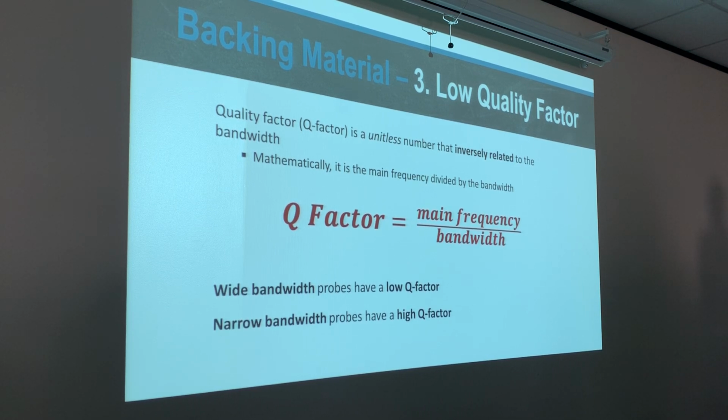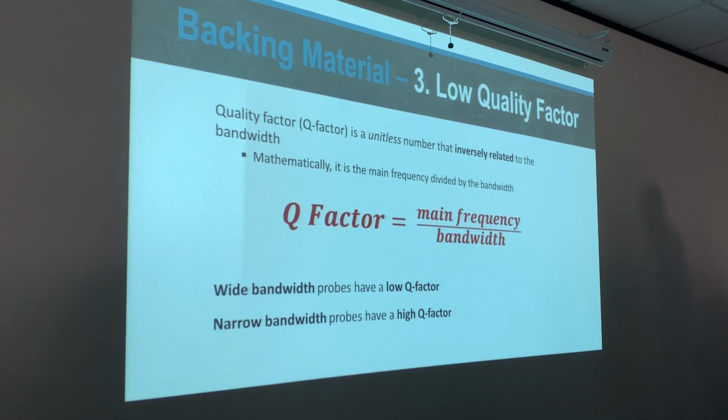So our three consequences again, guys, are three consequences of the backing material: decreased sensitivity, wide bandwidth or broadband, and low Q factor. For a low Q factor, the more bandwidth there is, right? Because it's inversely related. Exactly. The higher the range of frequencies, the lower the quality factor.